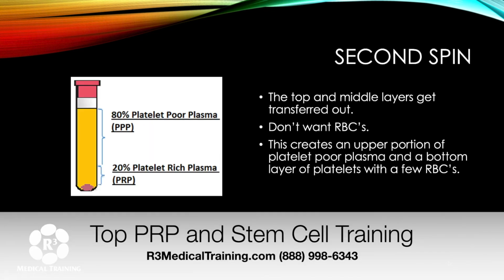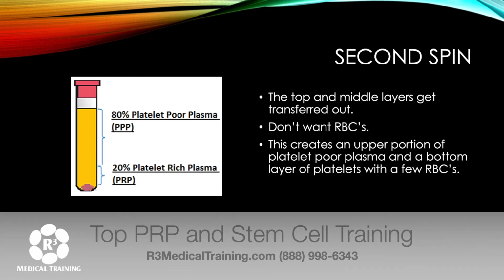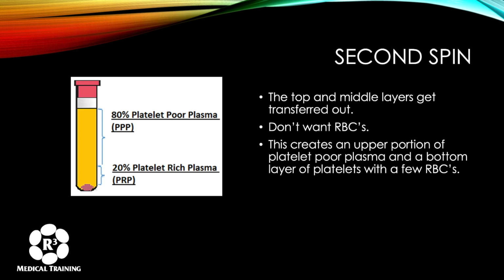Alright, second spin. You would take the top layer, which is mostly plasma, and the middle layer, the Buffy coat, and transfer that out. Okay? What you don't want, as I mentioned, is the red blood cells, the bottom layer. Those you want discarded. So with most kits you aspirate until you get a tinge of pink, which is where the red blood cell layer starts, and then you stop.